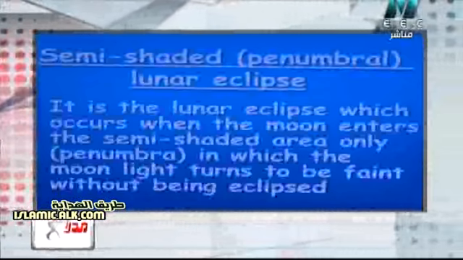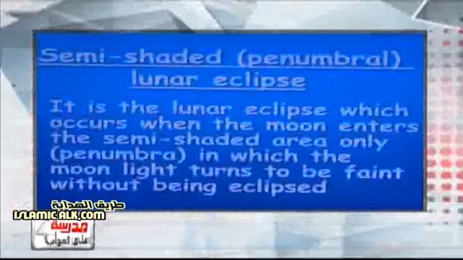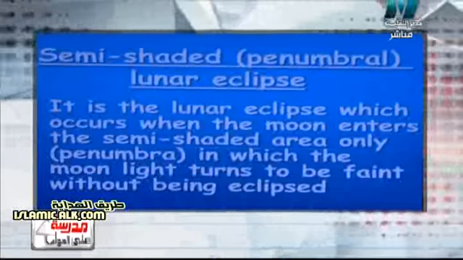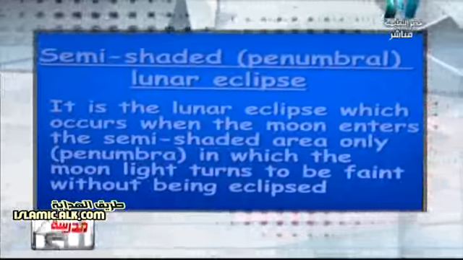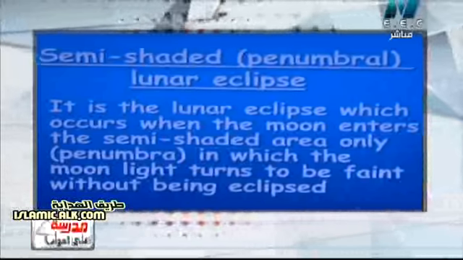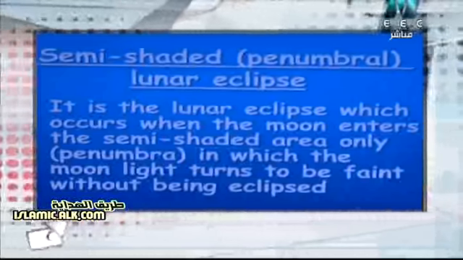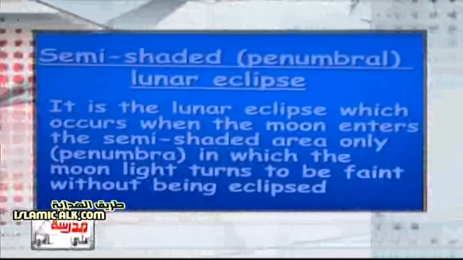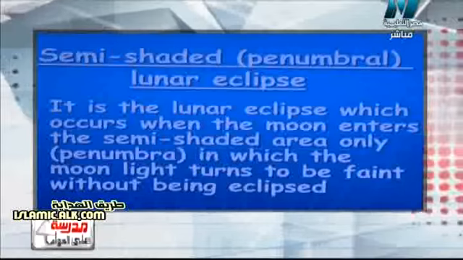So what about the last type, which is called semi-shaded or penumbral lunar eclipse? It occurs when the whole moon enters the penumbra area. So we can say it's the lunar eclipse which occurs when the moon enters the semi-shaded area only, which we call penumbra, in which the moonlight turns faint without being eclipsed.